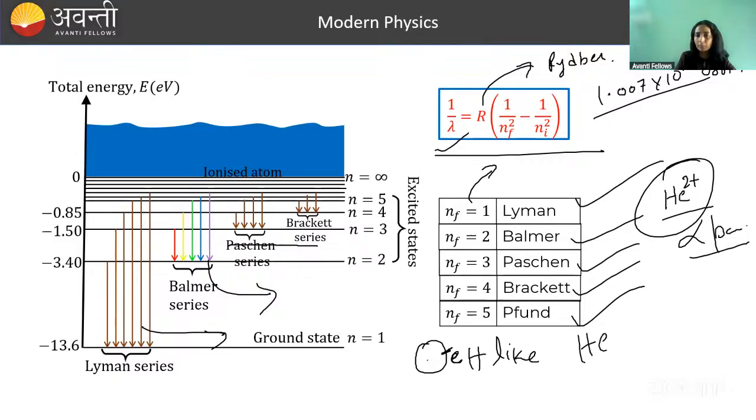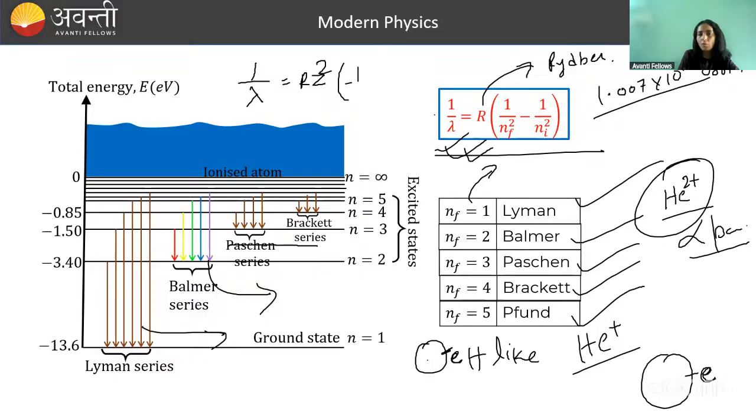But He plus will be hydrogen like, because in the shell of He plus there is only one electron, single electron. So this is hydrogen like. So for hydrogen like element, if you have to use this formula, use it with slight modification, and that modification is 1 by lambda equal to R Z square, ठीक है? 1 by nf square minus 1 by ni square. What is this Z? Z is the atomic number. So for hydrogen, Z is 1. For hydrogen like element, Z will be different. So for helium, it is 2. So Z square will become 4. Accordingly, you will calculate wavelength.